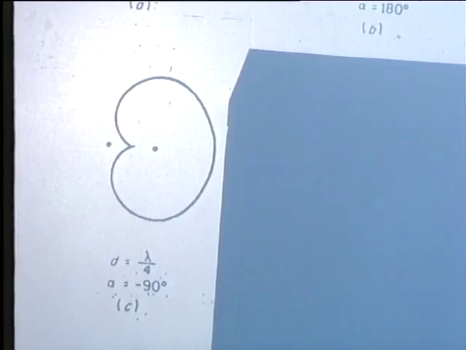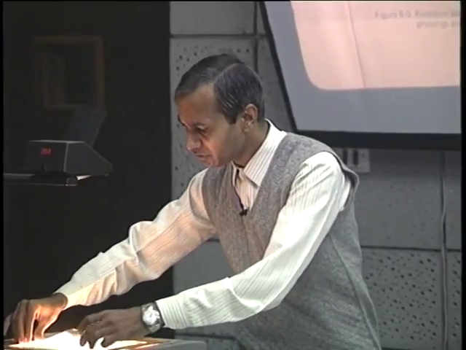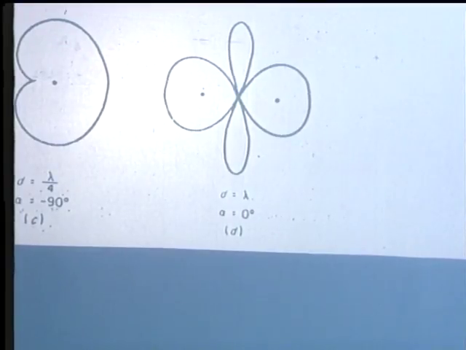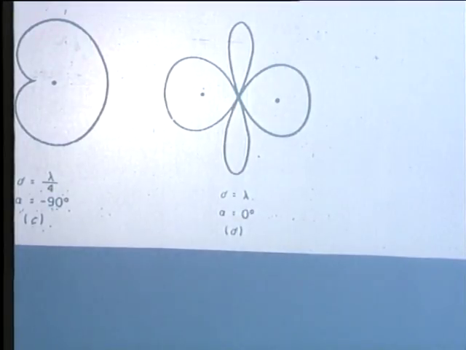So, this way you can play around with the separation and the phasing, and you can generate patterns with different behavior or suiting different requirements. If we go to a larger separation, we increase the separation between the elements, we make it one wavelength and keep the phasing the same. That is, they are excited in phase with equal amplitude, but the separation is one wavelength. Then we get a more interesting pattern, which is shown here.